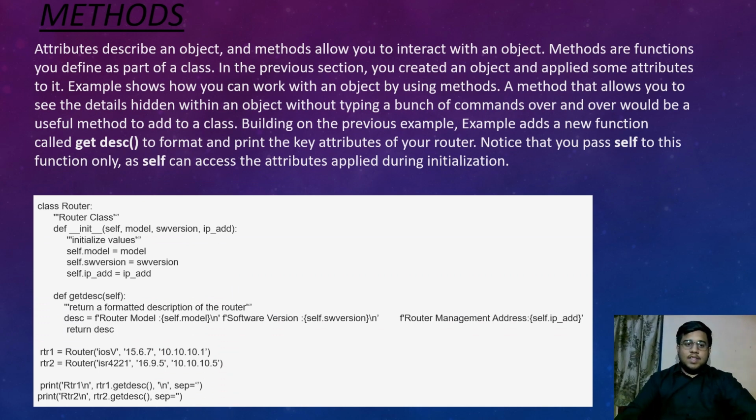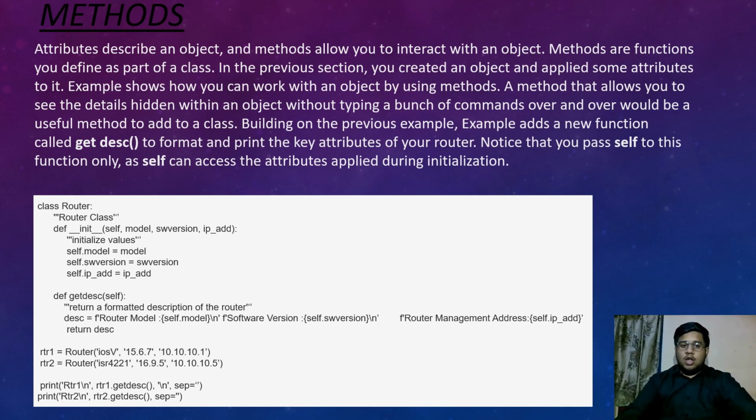Guys, now let us see methods. Attributes describe an object and methods allow you to interact with an object. Methods are the functions you define as a part of a class. In the previous section, you created an object and applied some attributes to it. The example shows how you can work with an object by using methods.